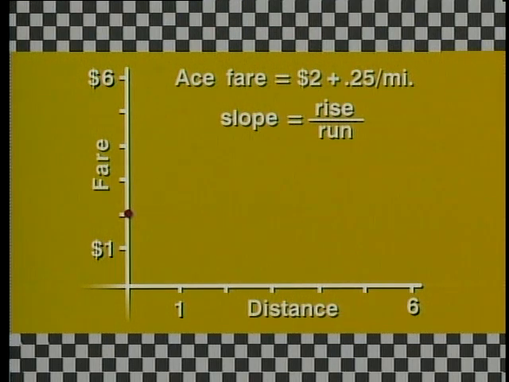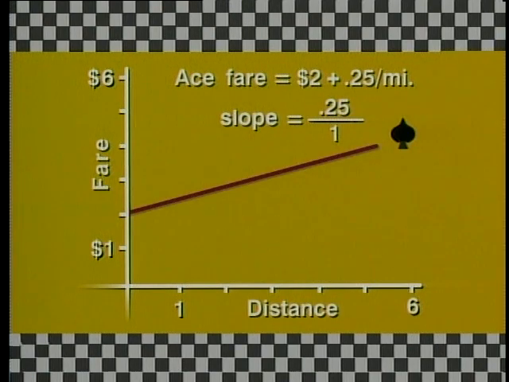Well, remember, slope is rise over run. Since the slope in this case is 25 cents, that's the same as 0.25 over 1, which means I go up 25 cents for every mile I go on the x-axis. So to find another point on this line, I just go over 1 mile on the x-axis and up 25 cents on the y-axis. I mark my point, and now I can draw my line.